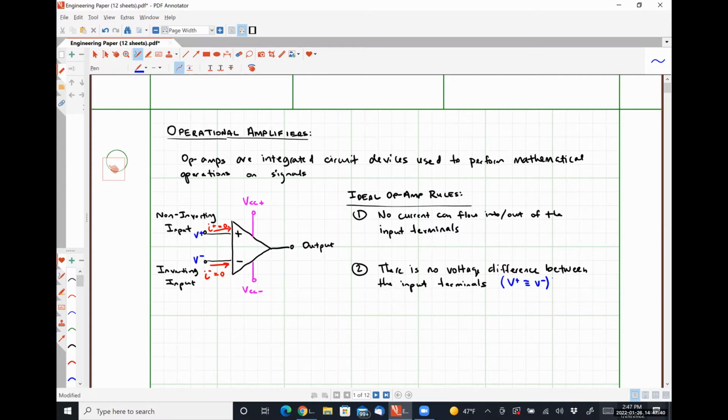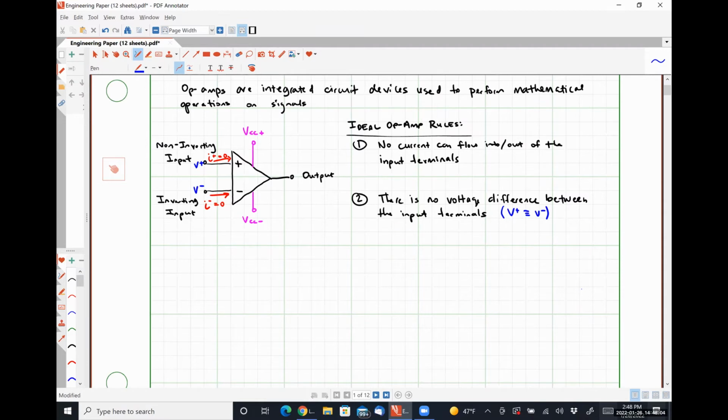Okay? So these are our two rules. We are going to take these two rules and then apply simple circuit analysis techniques like KCL, KVL, and Ohm's law, and be able to develop a means by which to analyze really any OpAmp circuit we could think about. Okay. So let's start with our first example.